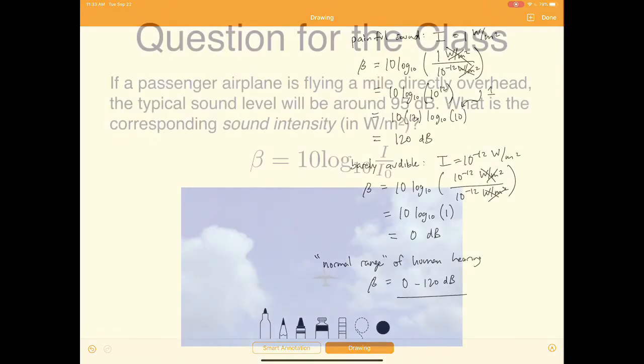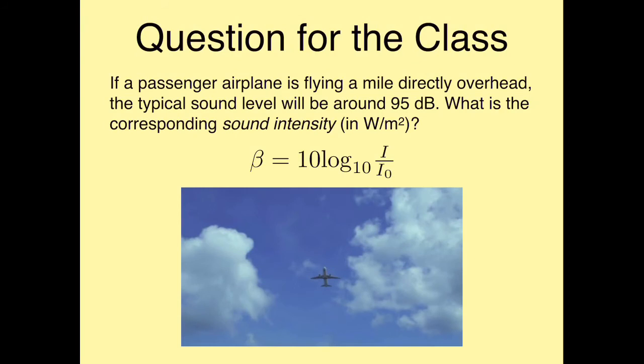That's what we see. Okay, so here's an example for you to try out. Let's say we have a passenger airplane flying directly overhead about a mile above you. Typically, the sound level in that sort of situation is going to be about 95 decibels. So what is the corresponding sound intensity measured in watts per square meter? So try to figure this out, pause the video, see if you can make the calculation, and then we'll go through it together.